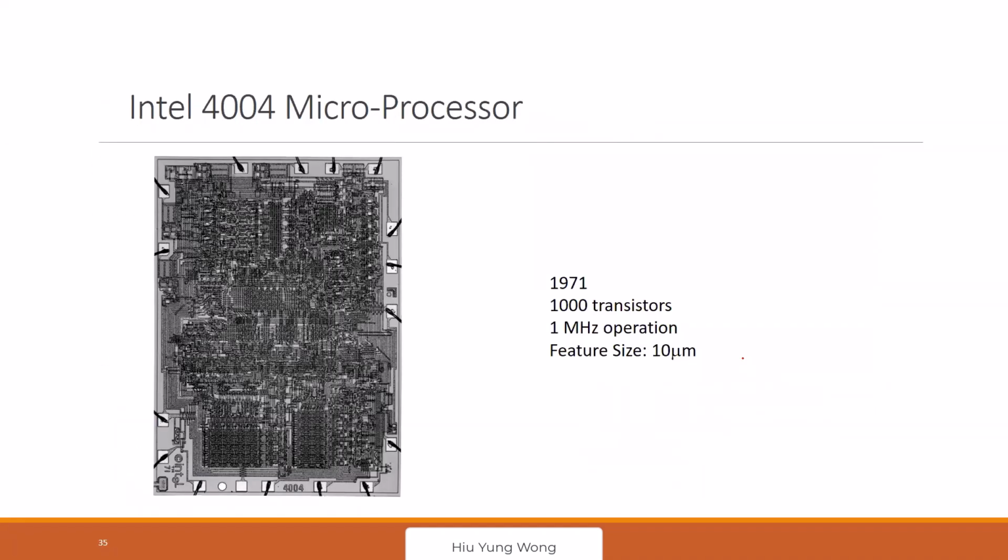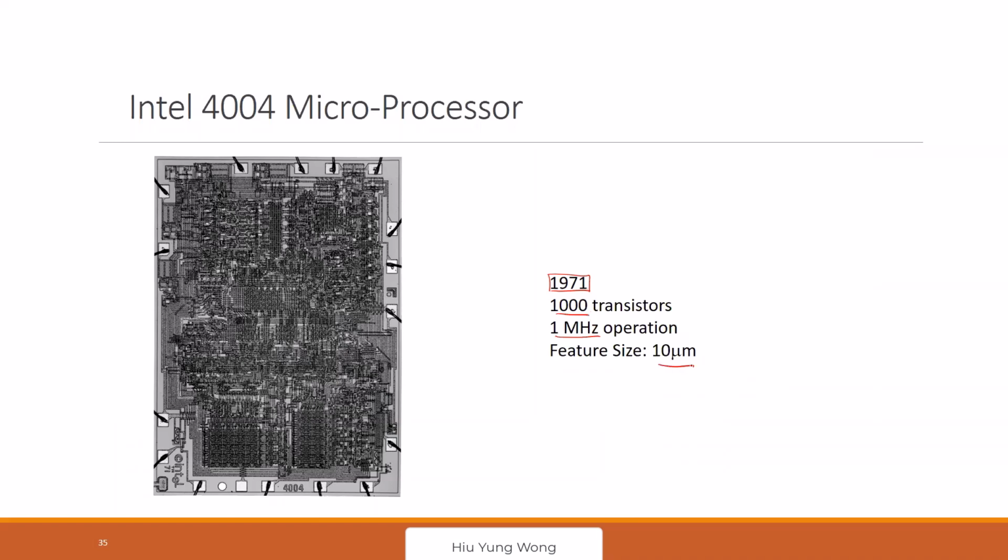Right, this is the first microprocessor by Intel, the 4004. Now let's look at it. It's 1971. I bet all of you, or most of you, including me, were not born yet. It's 1 megahertz, 1,000 transistors, right? Feature size is 10 micron.